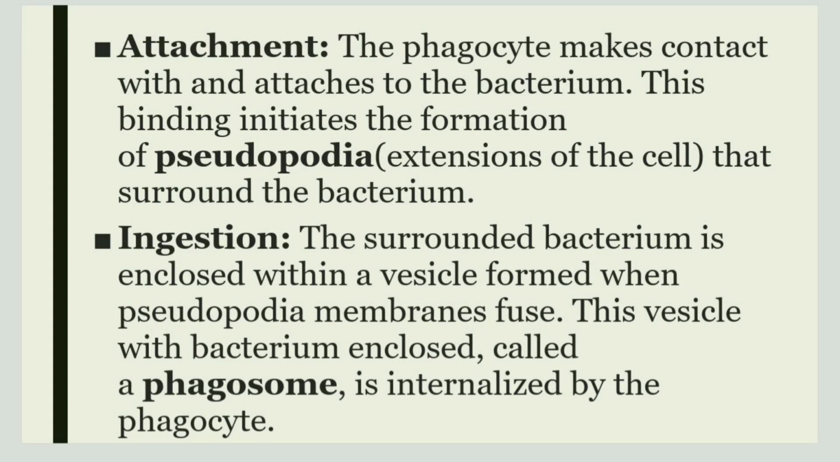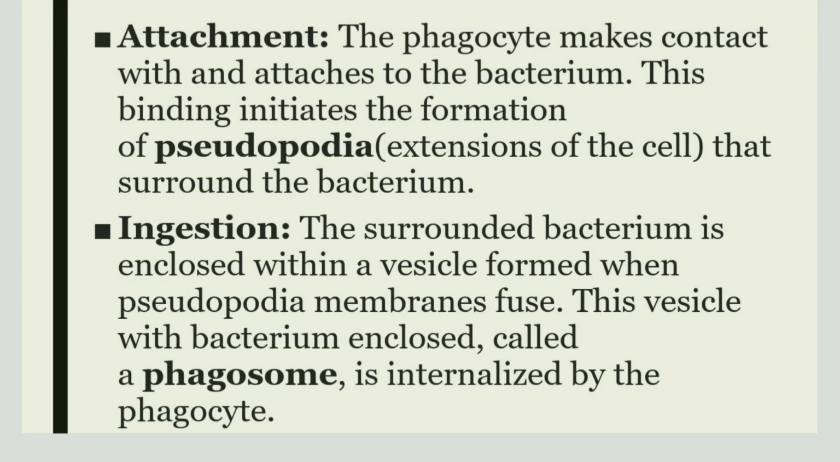After the detection, the next step is attachment. The phagocyte makes contact with the bacterium, that is, the phagocyte gets attached to the bacterium, and this is done by the pseudopodium, which is the extension of the cell. The phagocyte extends the pseudopodium to reach the bacterium and it surrounds the bacterium, and this is how a phagocyte gets attached to a bacterium.